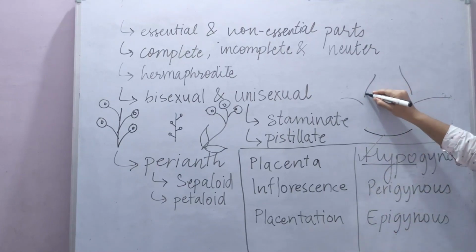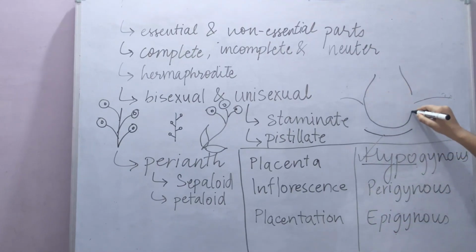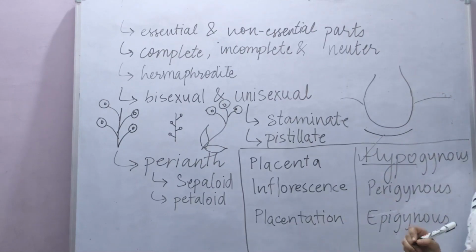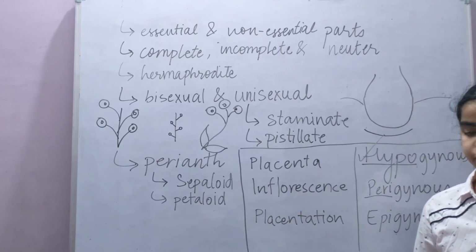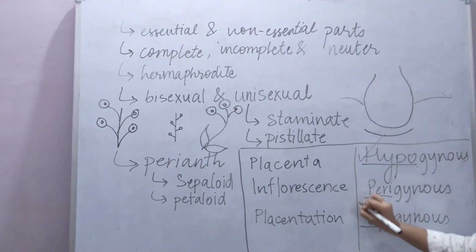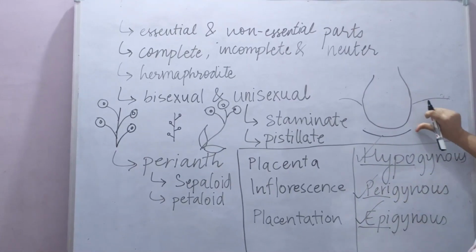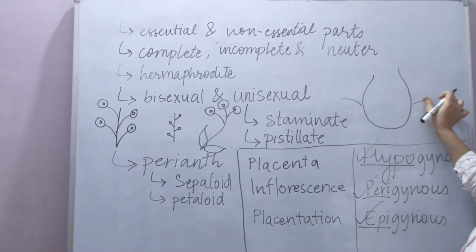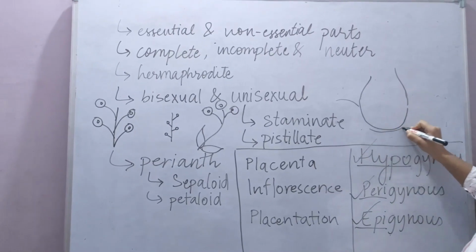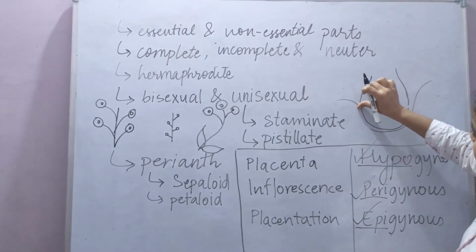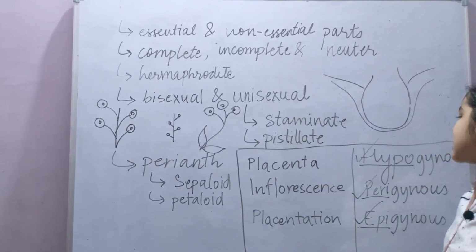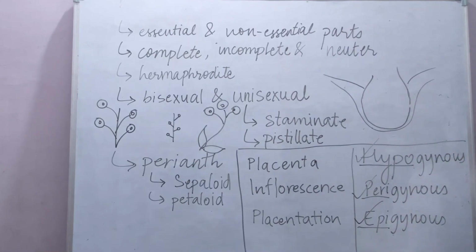Now the next condition, perigynous. When the thalamus forms a cup shape, then this condition will be termed perigynous. Peri simply means not too up, not too down. This second one is perigynous and the third one is epigynous. Epi means simply when the thalamus is just like this, the position of the ovary is at the lowest position. Okay?